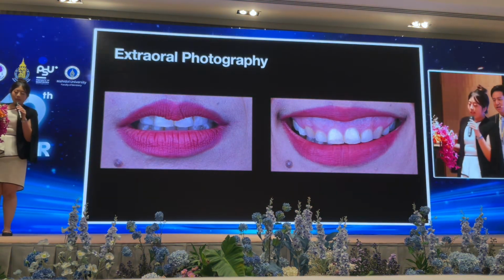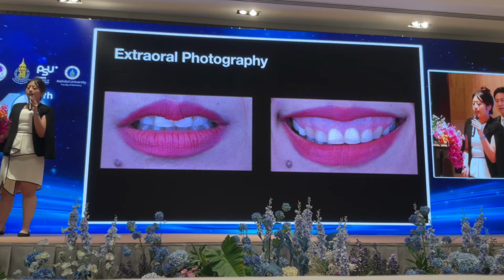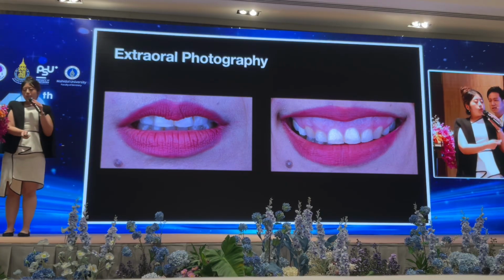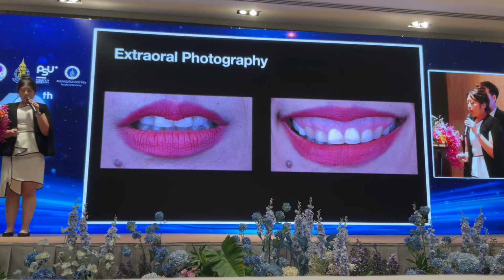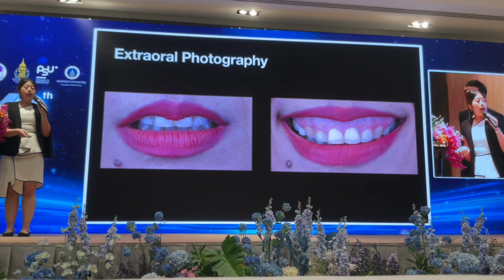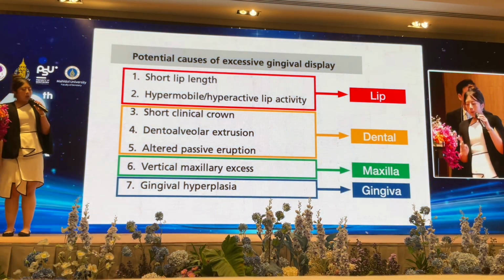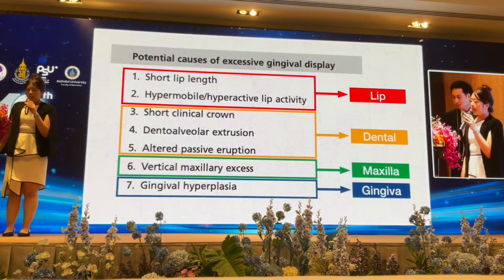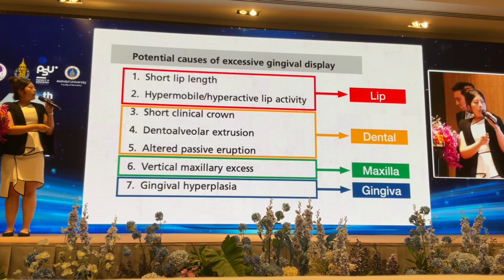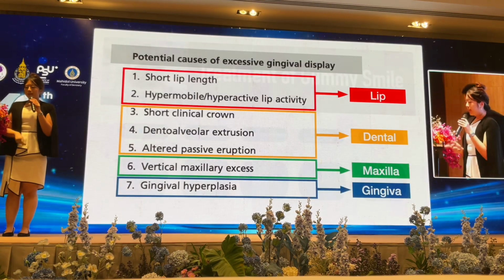As you can see from the picture, the gummy smile in this case is mainly caused by the short clinical crown. And when we compare with her rest position, we can also see that there is some lip hypermobility going on there. So let's take a look at the potential causes of the excessive gingival display. We can group them into 4 main categories: lip, dental, skeletal, and gingival factors.